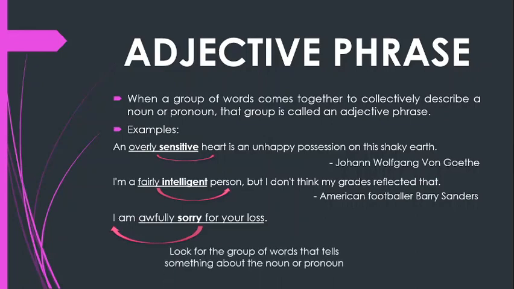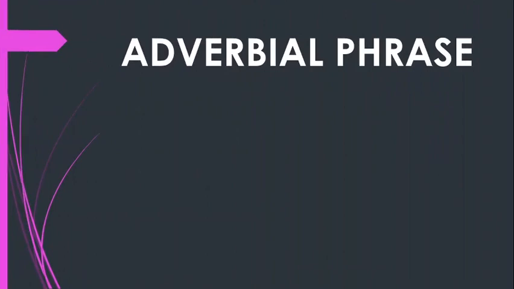Finally, we come to the adverb phrase, but before that, let's have a look at this final thing. Look for the group of words that tells something about the noun or pronoun that we already know. What we need to do is to find out the noun, identify it, and then look for the group of words which describes it. And again, if there is no finite verb in that group of words, then it is definitely an adjective phrase. Moving on, the final section of our discussion, adverbial phrase.